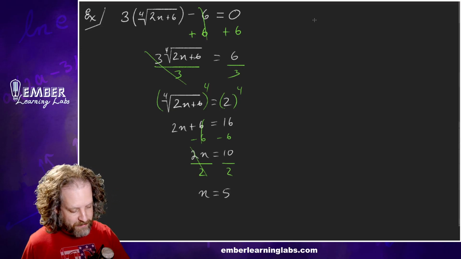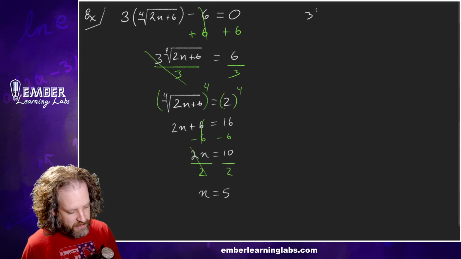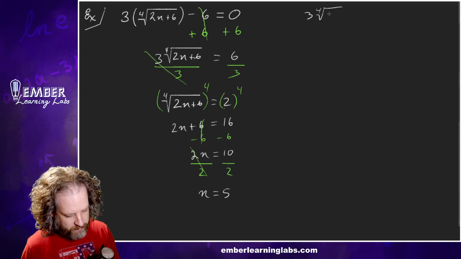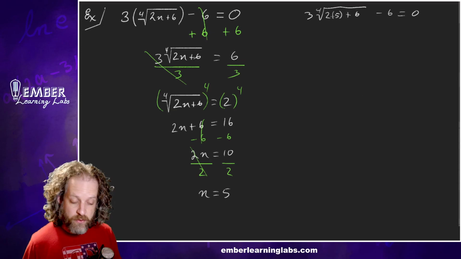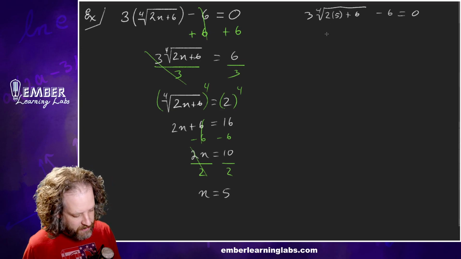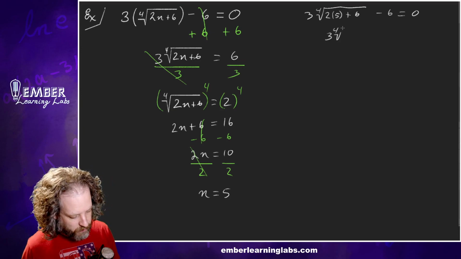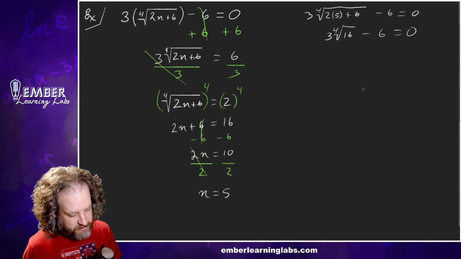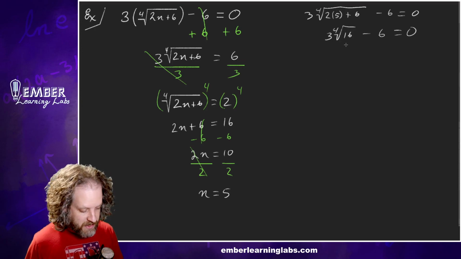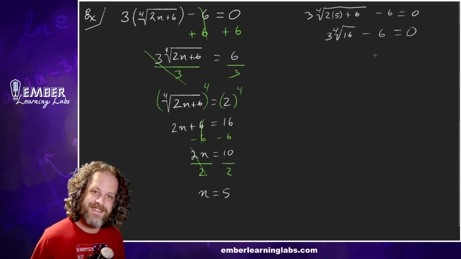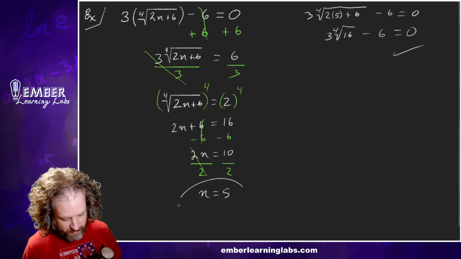We better double check it to make sure it works. So 3 times the 4th root of 2 times 5 plus 6 minus 6 equals 0. 2 times 5 is, of course, 10. Plus 6 is 16. So 3 times the 4th root of 16 minus 6 equals 0. The 4th root of 16 is 2, because 2 to the 4th is 16. 3 times 2 is 6. 6 minus 6 is 0. This is going to work. We did it.